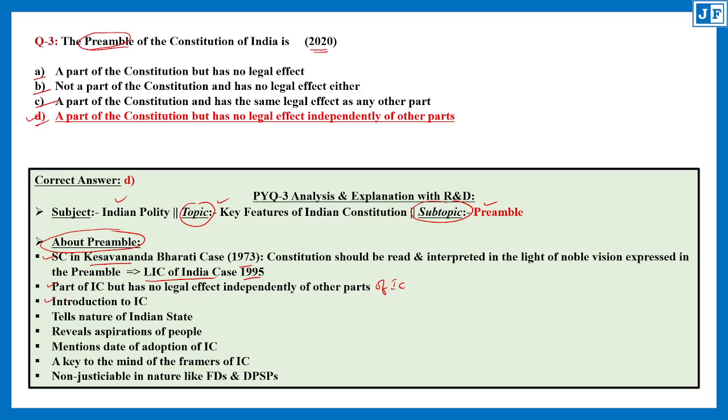Preamble is an introduction to the Indian Constitution. It tells the nature of the Indian state, which is sovereign, socialist, secular, democratic republic. It also reveals the aspirations of the people, which are justice, liberty, equality, fraternity, unity and integrity. It also mentions the date of adoption of the Indian Constitution, which is 26th November 1949. It is a key to the mind of the framers of the Indian Constitution. It is non-justiciable in nature, like the fundamental duties and directive principles of state policy.